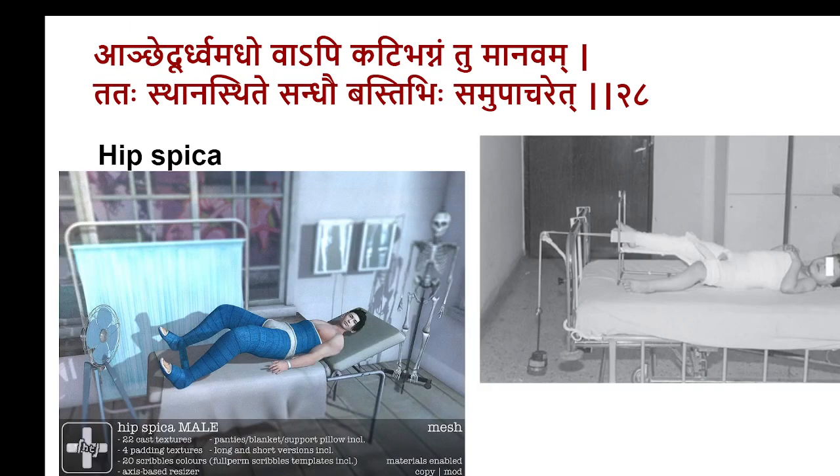Then, in case of the fractures of the hip, Sushruta says: Anchet Urdhvam Adhovapi Kati Bhagnam to Mano, Tata Stansthe Sando. Bastibhi Sampadre. In case of the hip injuries, Sushruta has suggested pulling the patient's body in both directions, the superior as well as the inferior direction. So somebody has to pull the patient up and down, and this was one of the techniques practiced in those days to keep the bones in stretch, like the traction given in that direction.